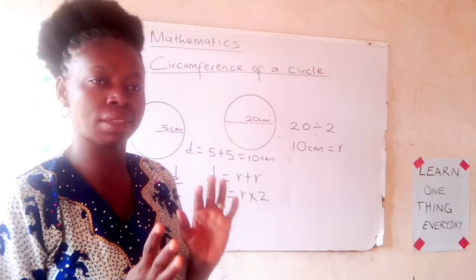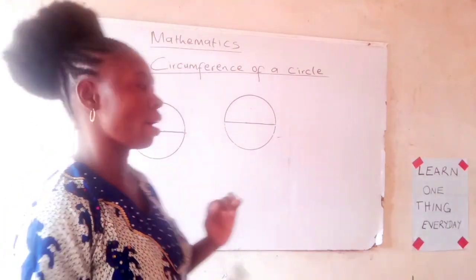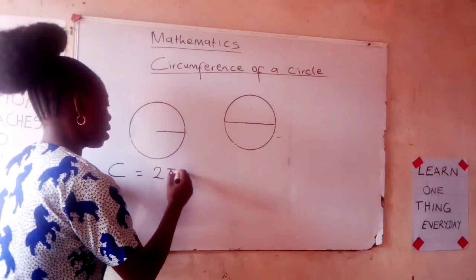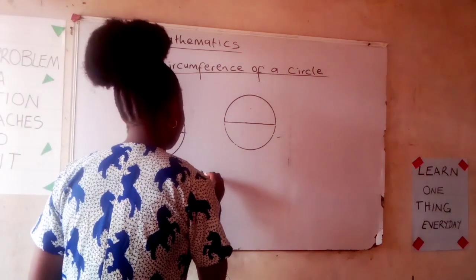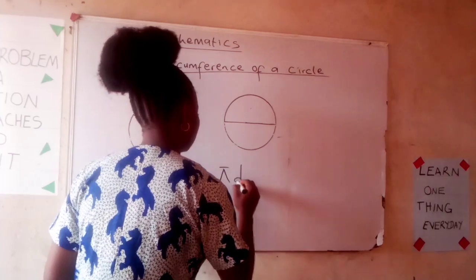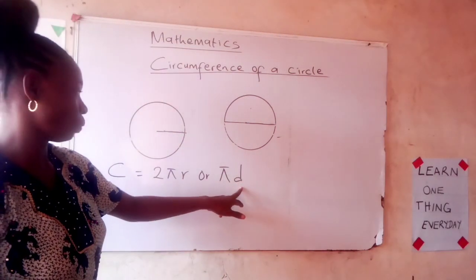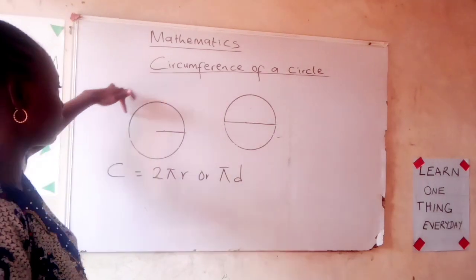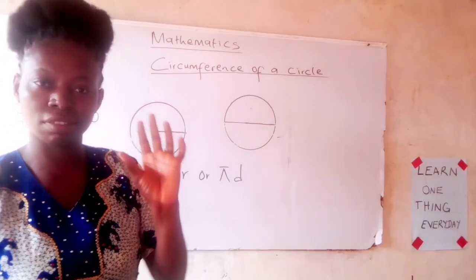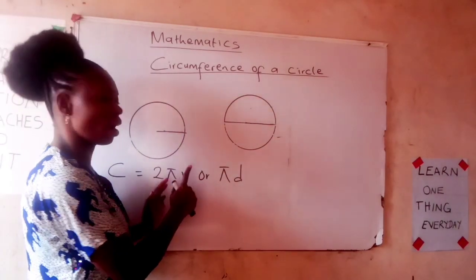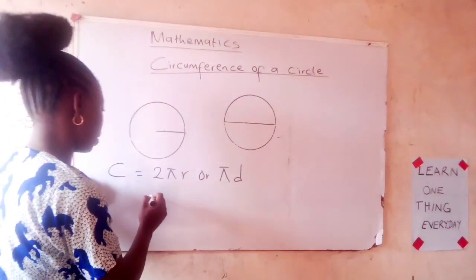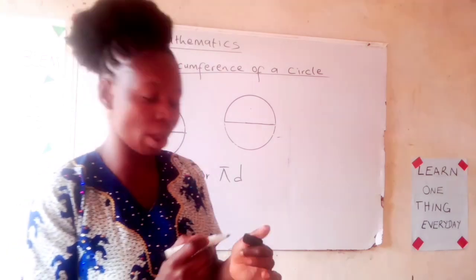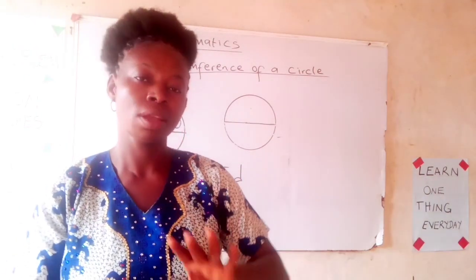We can use a formula, and that formula is 2 pi r. C is equal to 2 pi r, or pi d. You know that d is twice r. So if you want to find the circumference, that is the distance round the circle, you use this 2 pi r, whereby our pi is a constant. Pi is what? A constant. It doesn't change. Anywhere you have to use that formula, pi doesn't change.